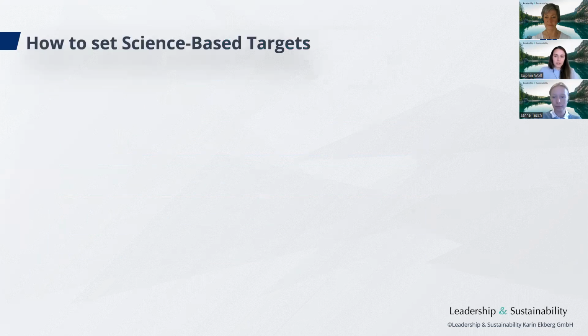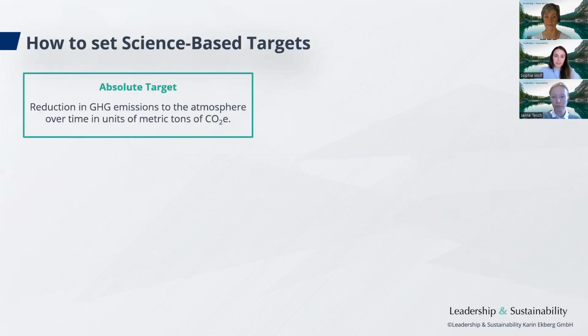Now let's have a look at how to set science-based targets. In general, there are 2 different targets that can be set. The first option is to set absolute targets. An absolute target refers to the goal of reducing greenhouse gas emissions into the atmosphere over time, typically measured in units of metric tons of CO2 equivalent.